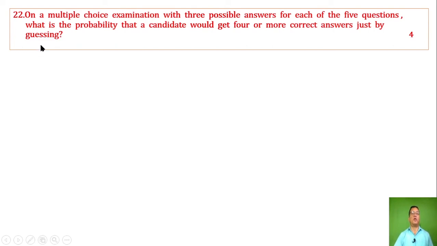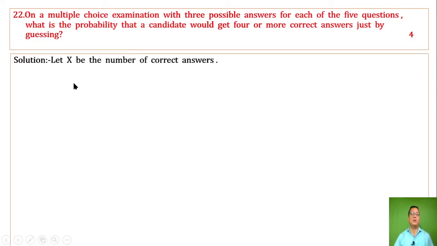Question number 22. On a multiple choice examination with 3 possible answers for each of the 5 questions, what is the probability that a candidate would get 4 or more correct answers just by guessing? Multiple choice examination, each question has 3 options and one answer is correct. What is the probability that a candidate would get 4 or more correct answers just by guessing? Find the probability of getting at least 4 of the 5 questions correct.